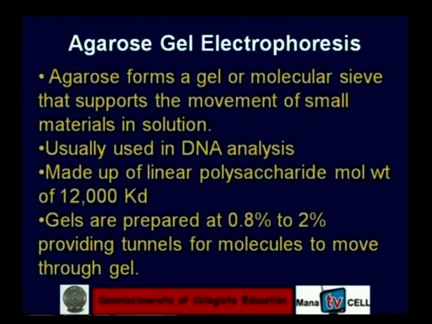In agarose gel electrophoresis, agarose forms a gel or molecular sieve that supports the movement of small molecules, and it is used for DNA. This type of electrophoresis is mainly used in the analysis of DNA. It is made up of linear polysaccharide units with a molecular weight of 12,000 kilodaltons. The gels are prepared at 0.8% to 2%, providing tunnels for the molecules to move through the gel.